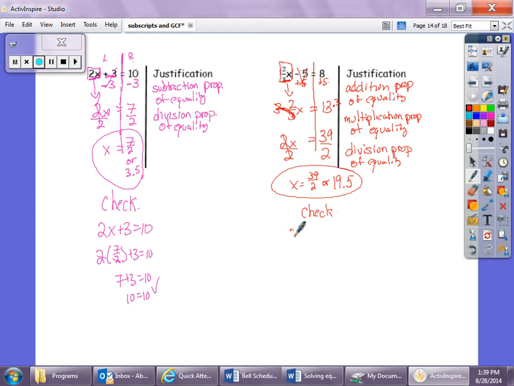To check it, we have 2/3 x minus 5 equals 8. So 2/3 times 39 divided by 2 minus 5 equals 8. These 2's are going to cross off, because that's 2 divided by 2, which is 1. And 39 divided by 3 is 13. 13 minus 5 will give me 8. So that checks out correct. And that's just our one and two step equations, and using our justifications on why we are able to do each step.